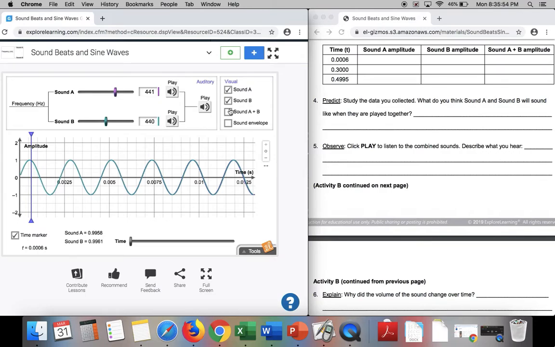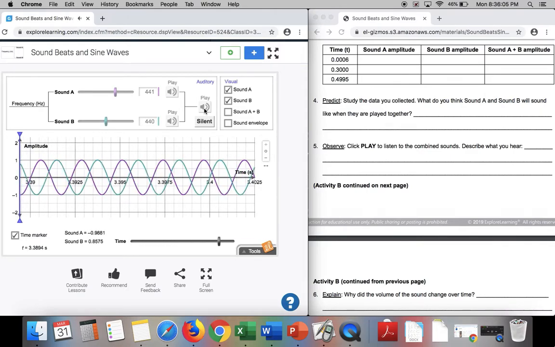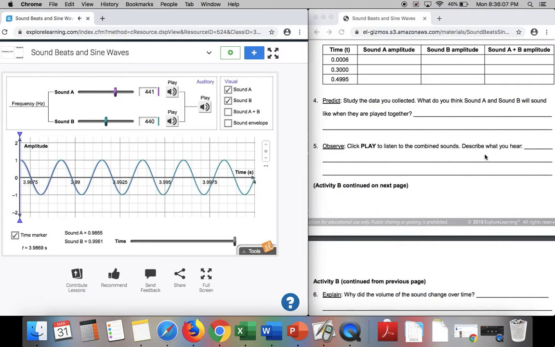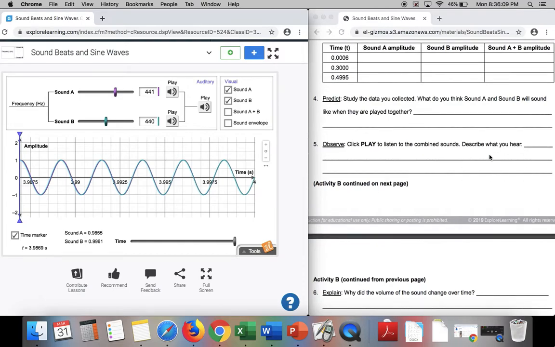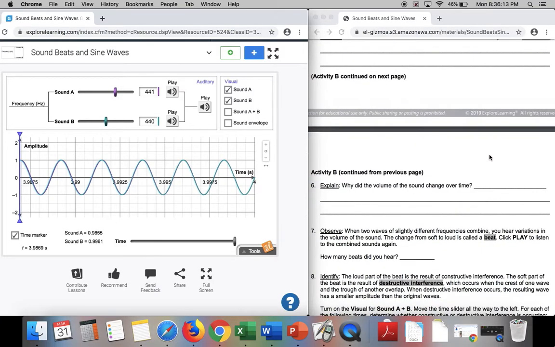So we'll click this button right here underneath auditory, and that will play both of them combined. So you're going to describe what you hear and then write your answer there. And again, you may have to listen to it a couple times in order to get a good description.